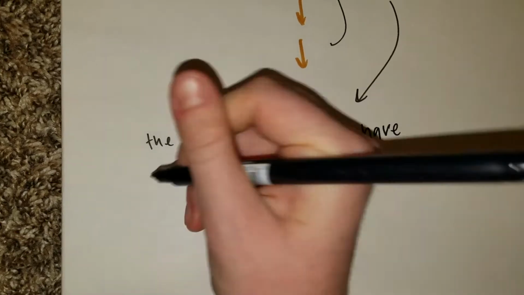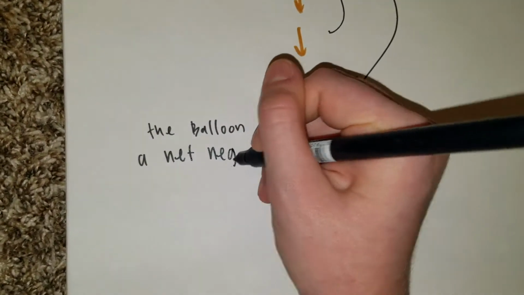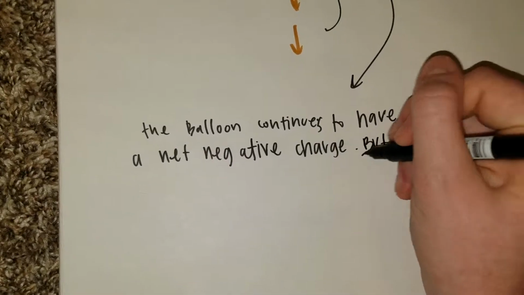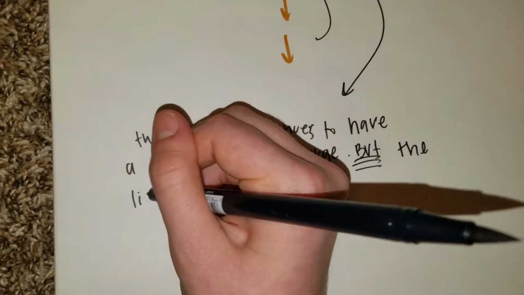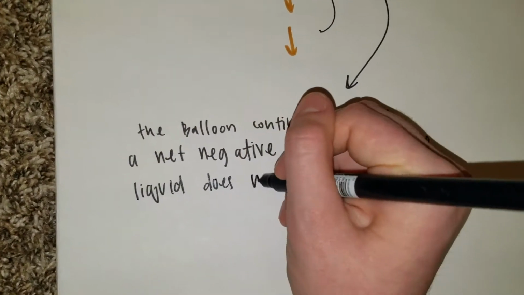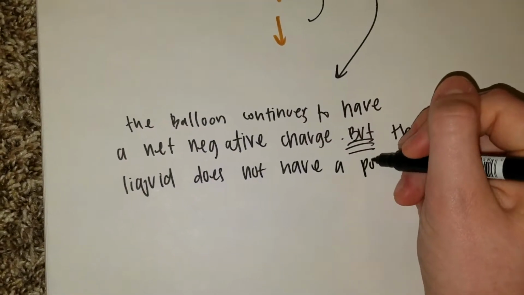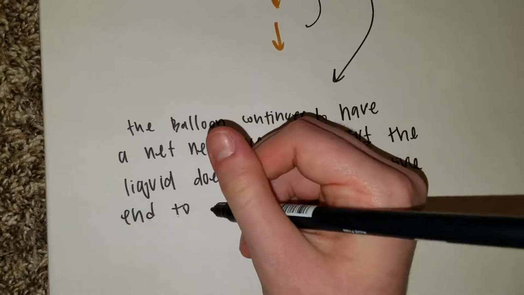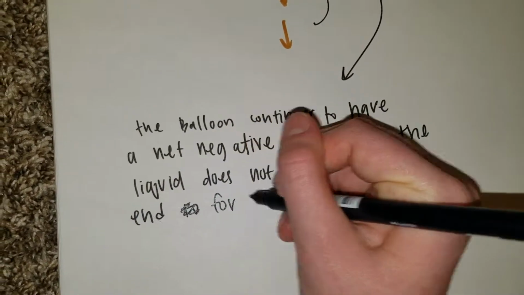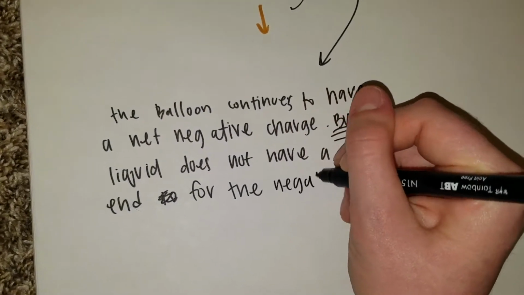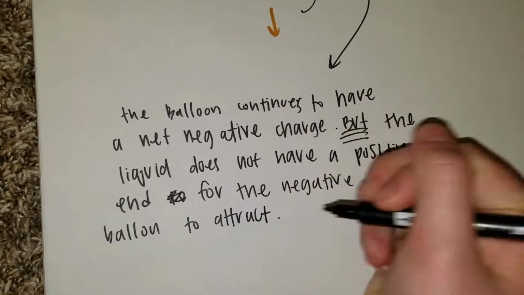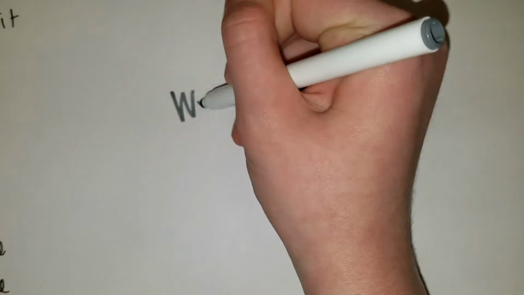Well, the balloon will always and forever have that net negative charge inside of it. But the big difference here is that the liquid does not have the positive end for the negative balloon to attract, because it just has a neutral charge to it. So there's nothing for the balloon to attract, and there's nothing that the molecule itself wants to go towards.